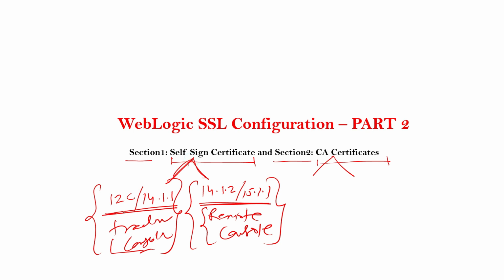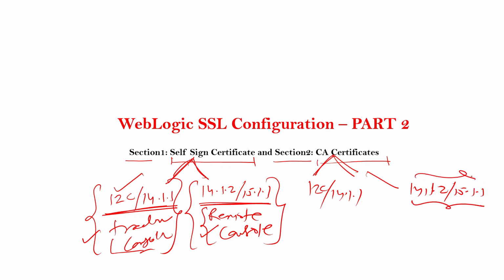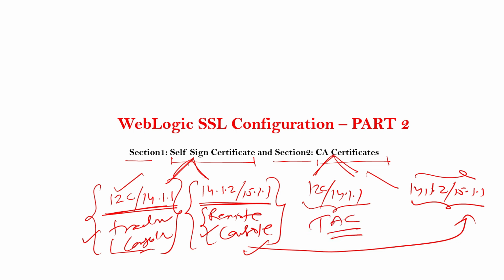If you are on any version till 14.1.1, then this will be applicable for you. But if you are using 14.1.2 or 15.1.1, then this will be applicable for you. Similarly, for CA certificates as well, I will show you in two parts. One for the 12c and 14.1.1, and second is for the 14.1.2, which will cover 15.1.1 as well. And the reason is the same, because in 14.1.2 and 15.1.1 we have the remote console, but up to 14.1.1 version we have the traditional admin console. Okay, so there are some navigational changes, so that I will show you. Right. So let us begin with the self-signed certificate configuration first.